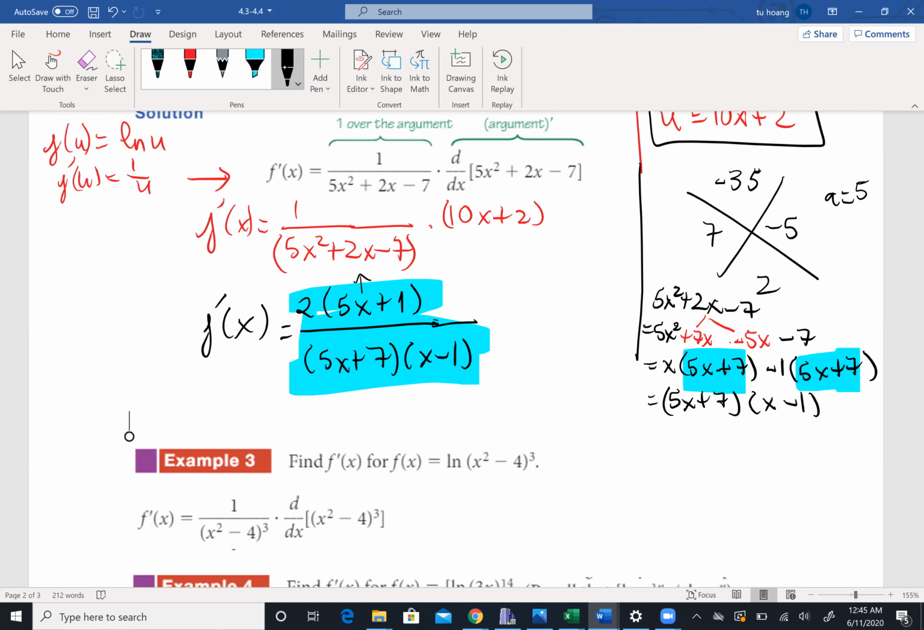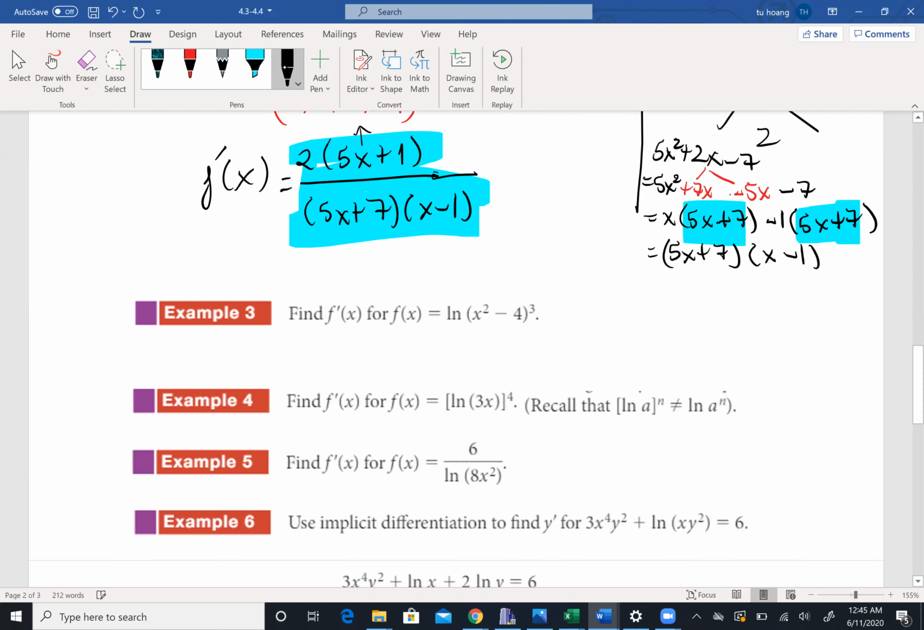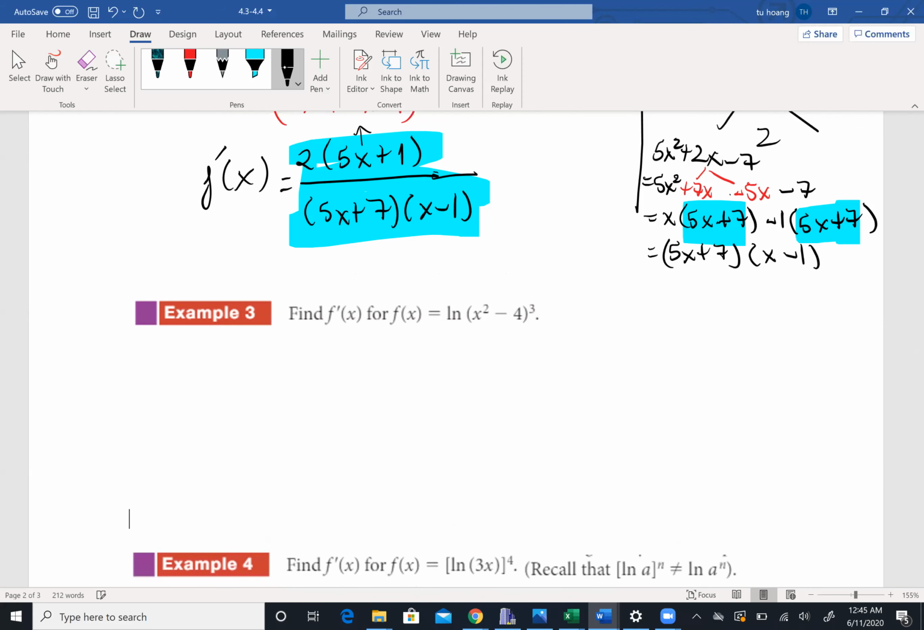Right. Now I'm going to move to example 3. I'm just going to delete this. All right, example 3. Again, it's giving you another conversion of natural log function, and they want you to find the derivative of f of x. You can pause my video and do it by yourself and check with my work.